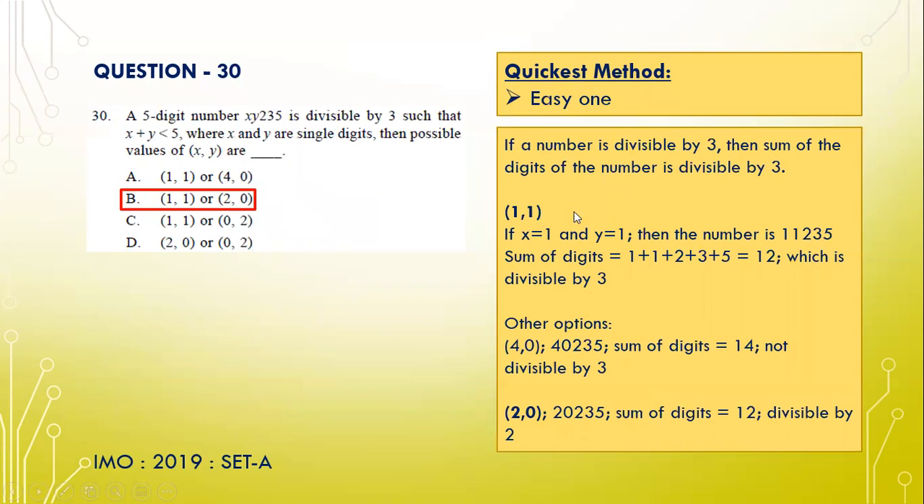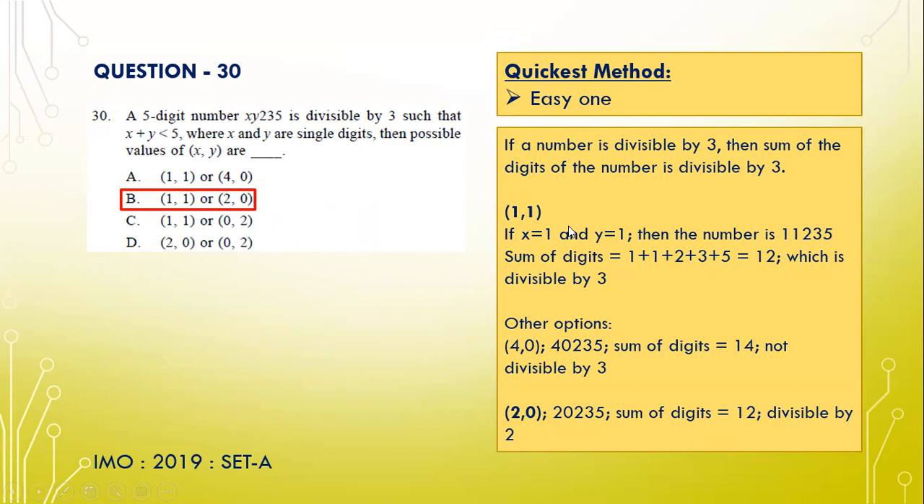What is the most frequent occurrence? The most frequent option is 1, 1. So it is very likely that one of the options is 1, 1. Let's test for 1, 1. Let x be 1 and y be 1. Then the number is 11235. What is the sum of digits? 1 plus 1 plus 2 plus 3 plus 5 is 12, which is divisible by 3. So 1, 1 definitely is one of the options.